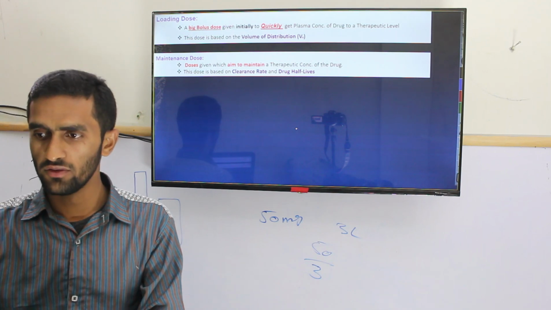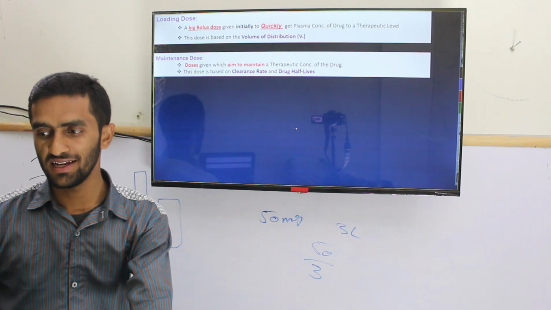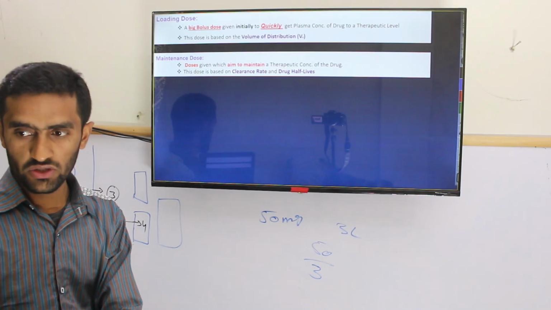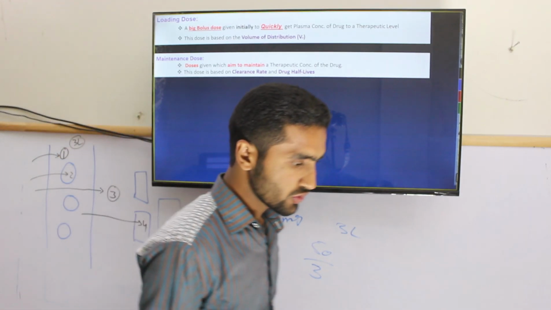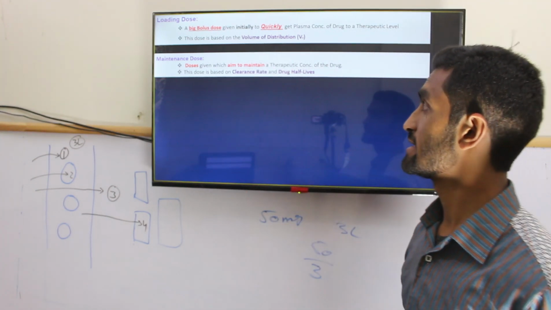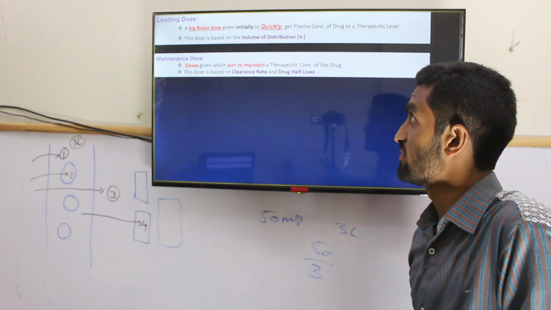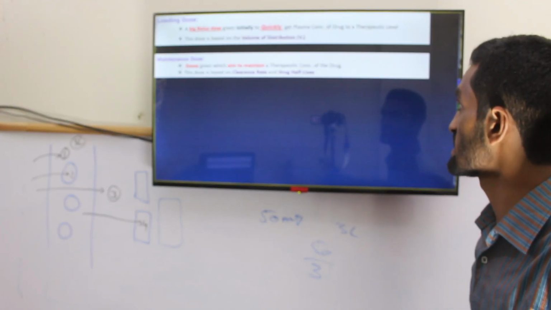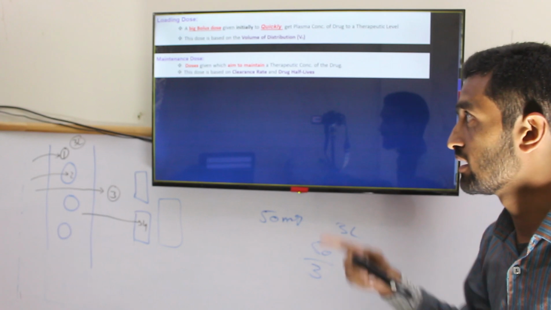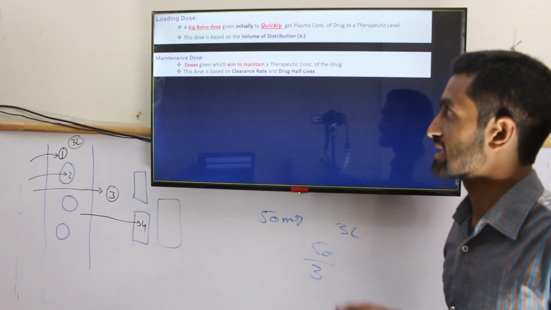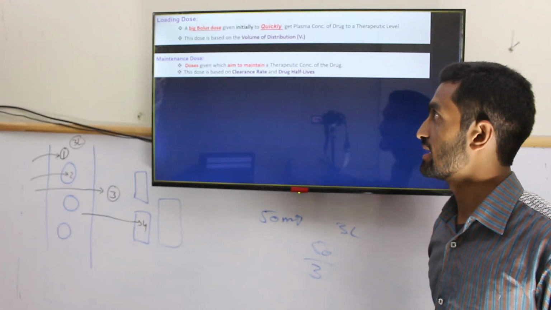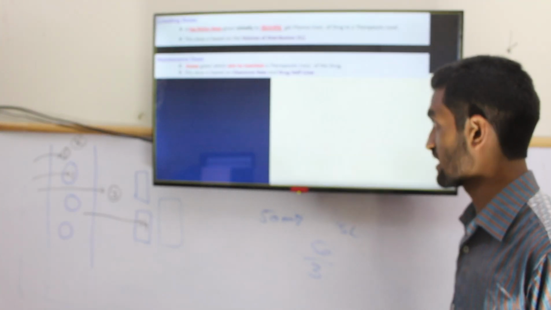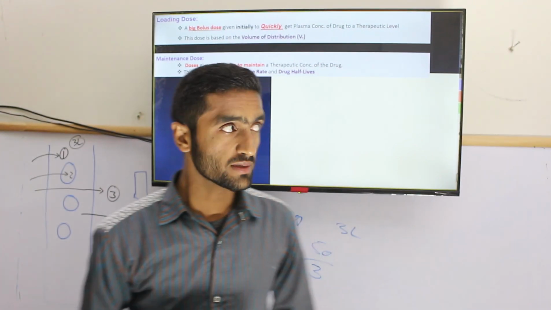Now, another challenging and very practical question: the loading dose and the maintenance dose. So two doses. The loading dose is actually one big bolus which we initially give to quickly gain the plasma concentration of the drug to a therapeutic level, while the maintenance dose is given to maintain a therapeutic concentration of the drug. So let's see with this graph, which I think is more helpful.